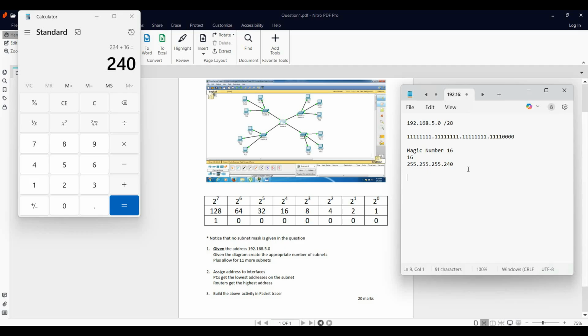Right, so let's just get our subnets. I'm just going to use the first 5 subnets, and we're going to omit the 0. So these are our settings, the IP addresses that we're now going to gather, and then we're going to start building this. We're going to recreate this in Packet Tracer. It has some instructions: address the interfaces, PCs get the lowest, and routers get the highest. So we're now going to get the appropriate settings for our subnet.